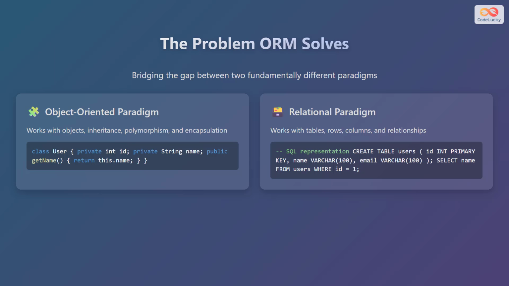ORM solves the fundamental problem of different paradigms. On one side, we have the object-oriented paradigm, which deals with objects' inheritance and polymorphism. On the other side, we have the relational paradigm, which works with tables, rows, and columns. ORM acts as a bridge, allowing these two different worlds to communicate seamlessly. Without ORM, you would have to write a lot of code to translate between objects and database rows. With ORM, you can focus on your application's logic, letting the ORM framework handle the database interactions.